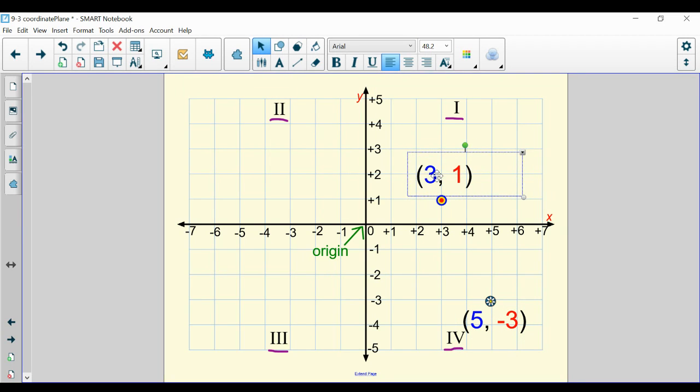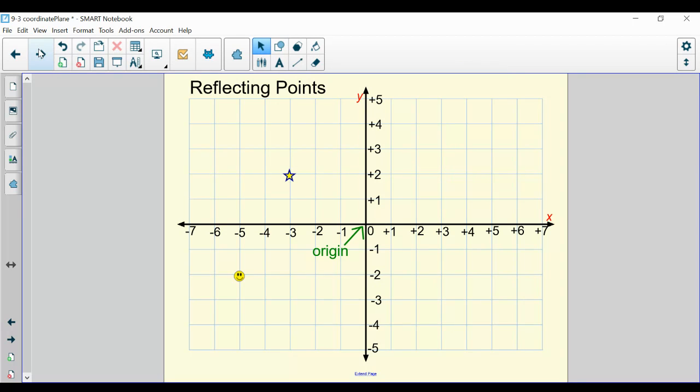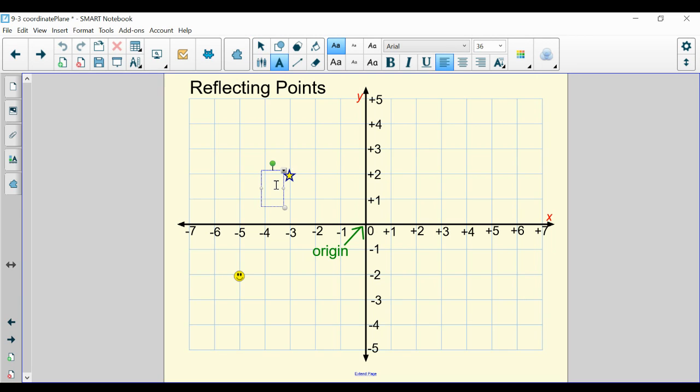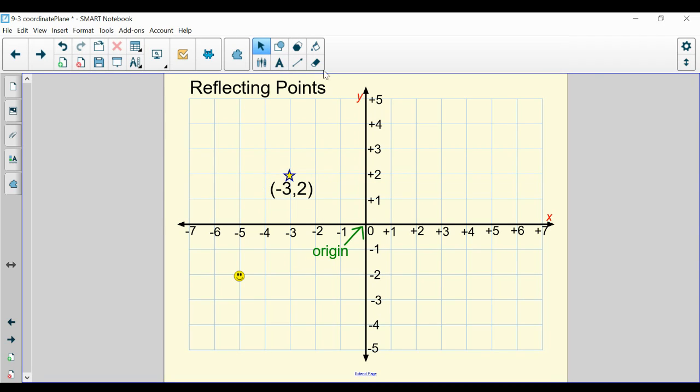The last thing you're going to be having to do in today's review assignment is review reflecting points over the X and Y axis. So let's start with looking at the star. I can tell you that the ordered pair of my star right now is at negative 3, and I'm going to put parentheses negative 3, comma 2. So that's the coordinates of the ordered pair right now.